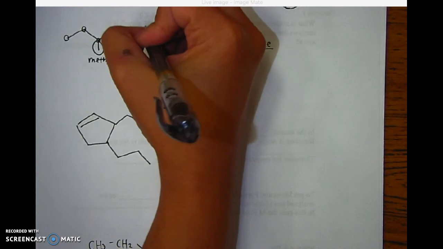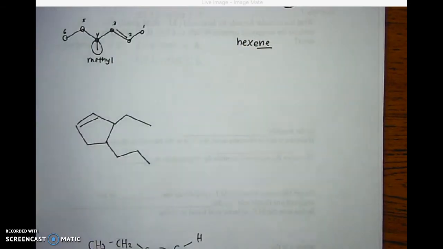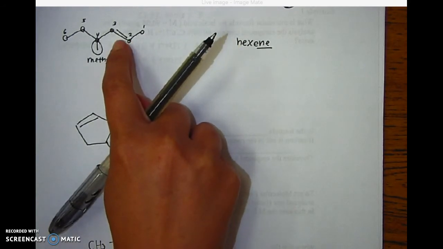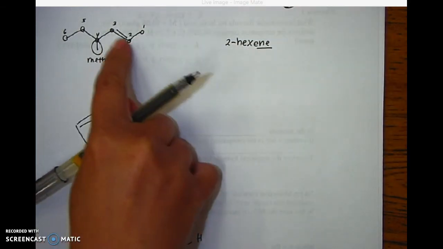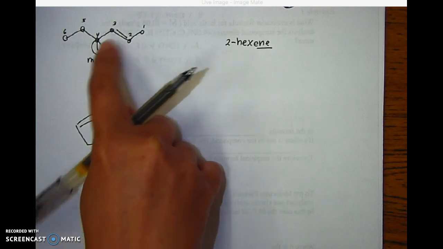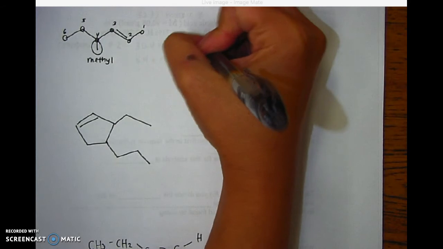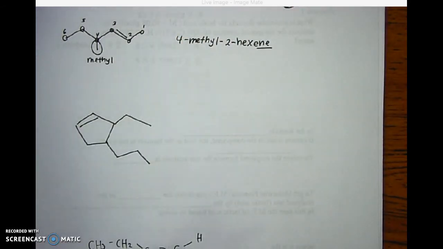Okay, and when I'm numbering, I don't want to go left to right because of the location of this bond, so it's going to be 1, 2, 3, 4, 5, 6. Remember, you want to get the lowest number attached to that double bond. We're going to put the 2 in front right there, just to indicate that that's where the double bond is. And then the branch you have to name is going to be 4-methyl.